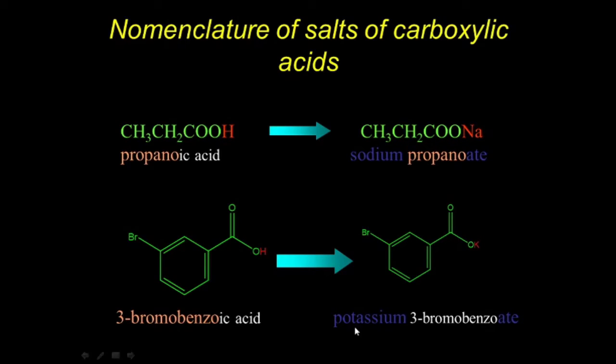So potassium is the name of the cation, then 3-bromobenzoate is the name of the anion. Pay attention that I include 3-bromo in the name of the anion. Why? Because the bromine atom is a part of the anion, is bonded to the anion part, or acid part. Okay? So if there are several groups in an ion, we will list their names according to English alphabet, but we will present their names in the name of the anion.